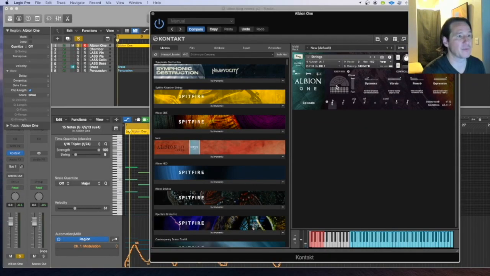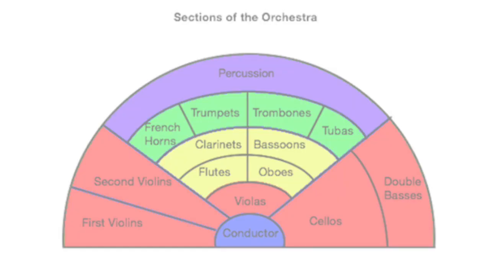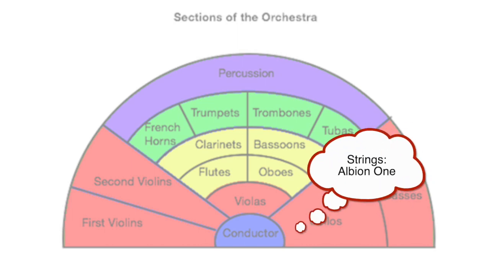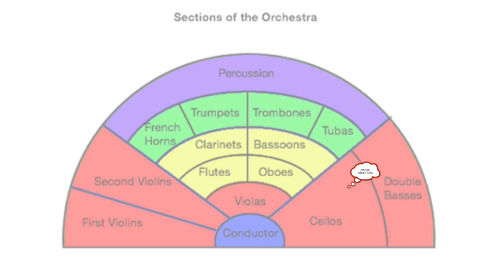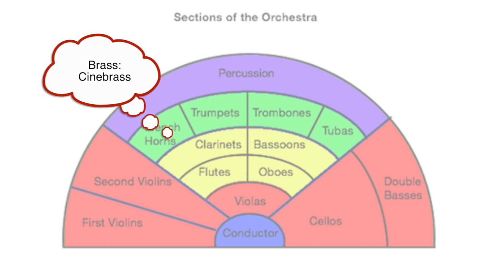Now we're going to do an example where I am going to mix a couple different libraries, and we're going to place them inside the room. We're going to place the strings, and then we're going to put some brass in, and we're going to make them go a little bit further back, and then we're going to throw some percussion way back of the room. So if I bring up my trusty diagram, I'm going to use Albion 1 for my strings and open up my brass library, and I'm using Cinebrass here, one of my favorites.